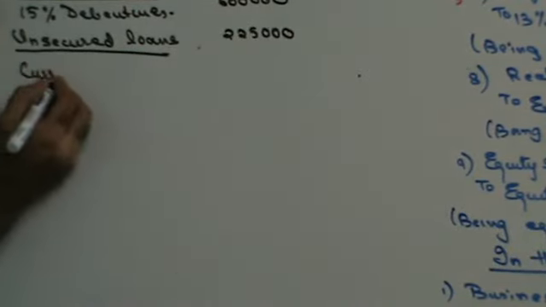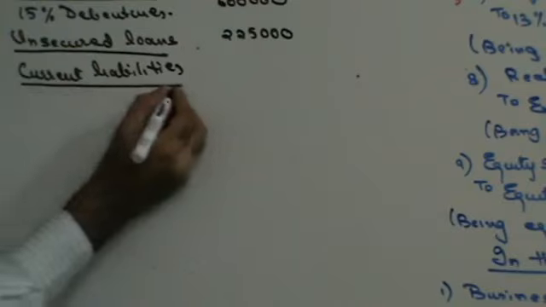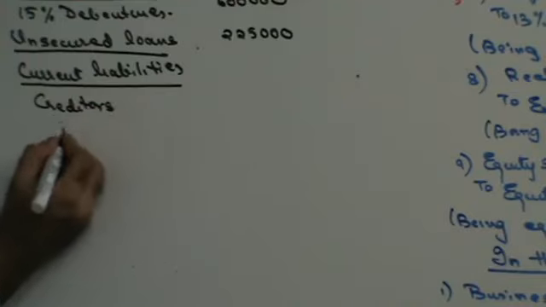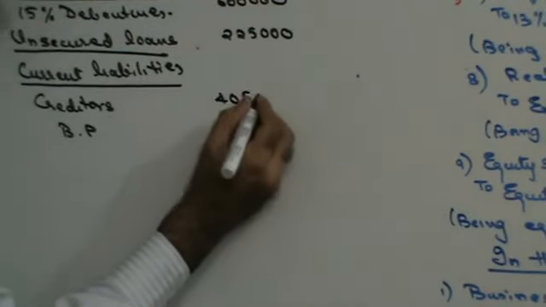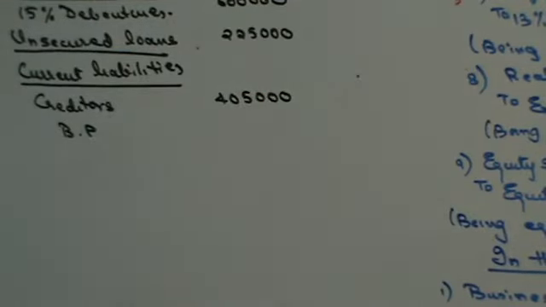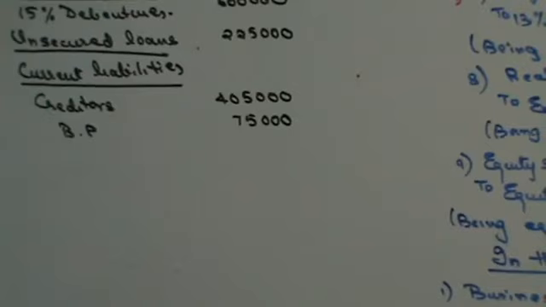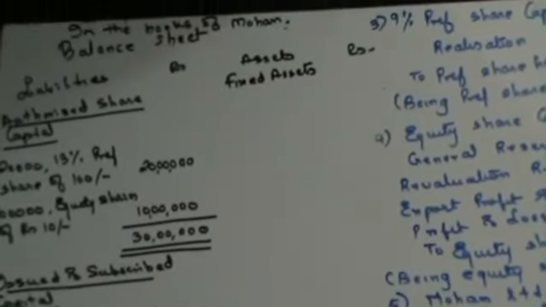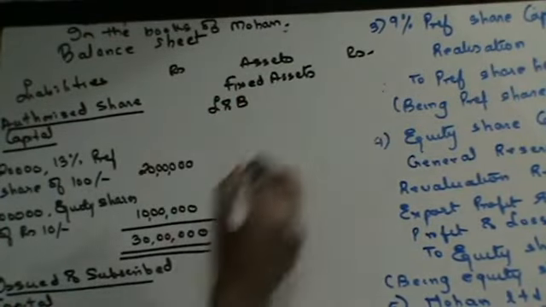Then you have current liabilities. Under current liabilities, you have creditors and bills payable. Creditors are 4,05,000 and bills payable is 75,000. That's it. So those are all the liabilities. Let's move on to the asset side, fixed assets. Under fixed assets, you are going to have land and building, which is 14,85,000.